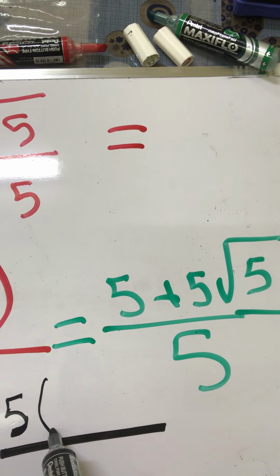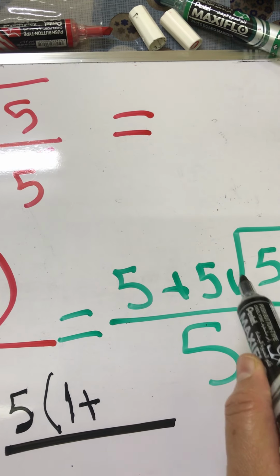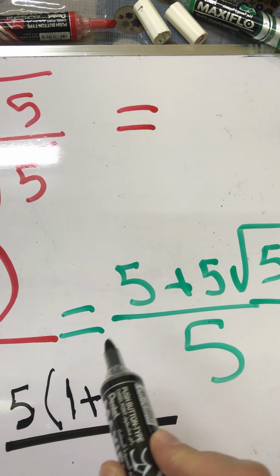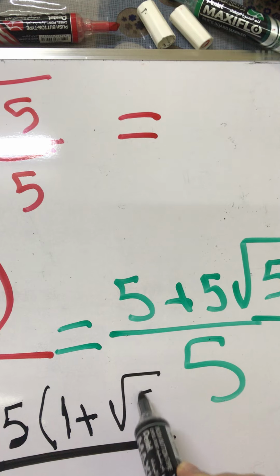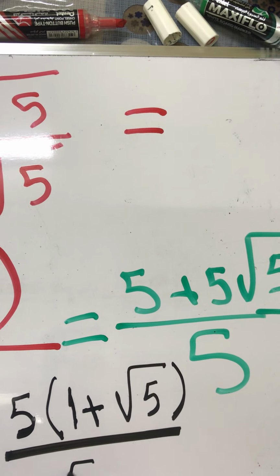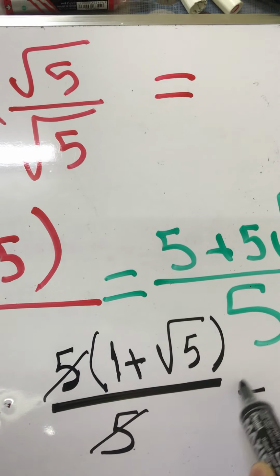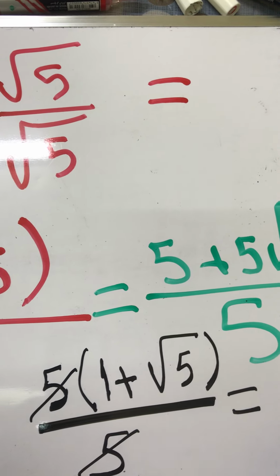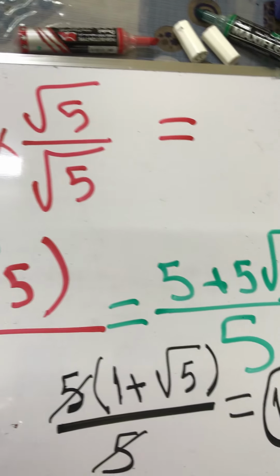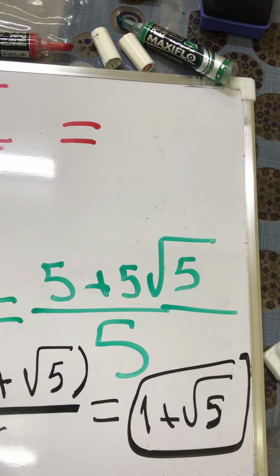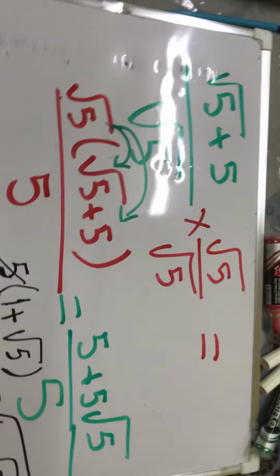Then open brackets. 5 divided by 5 equal 1 plus 5 square root of 5 divided by 5. And 5 cancelled with 5 give me 1 and the square root of 5 over 5. Nice. We can cancel this 5 with that 5. So the final answer is 1 plus square root of 5. Easy and interesting problem. So again, look with me.